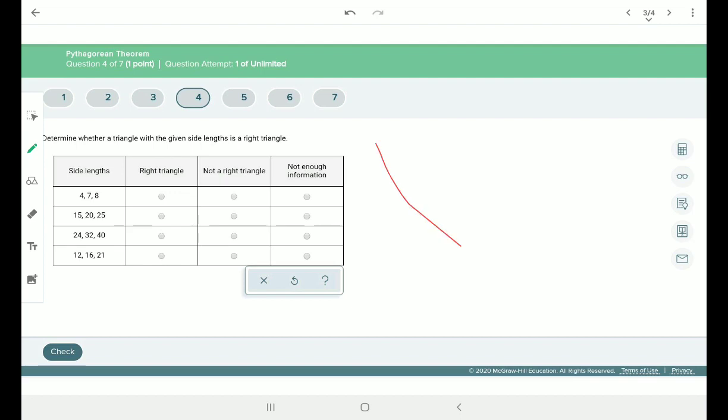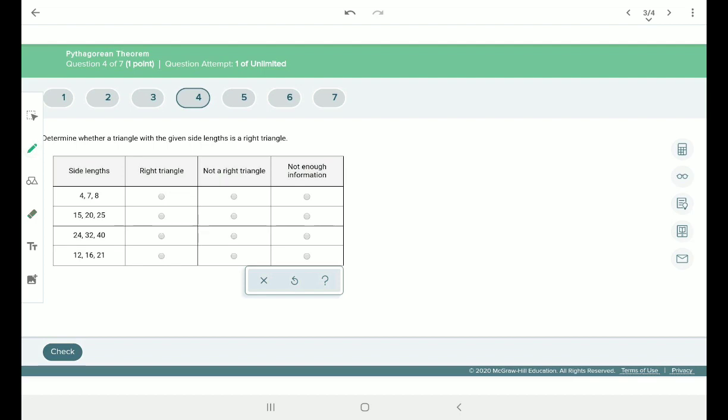And just as a little bit of a heads up, you will not answer any of these with "not enough information." Okay, there is always enough information here to figure out if it's a right triangle. So none of these will be answered with this column, all right? So you don't even need to write that there. Okay, you can figure out if it's a right triangle given the 3 sides.